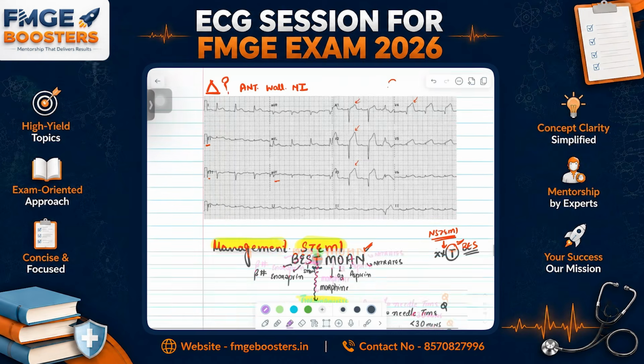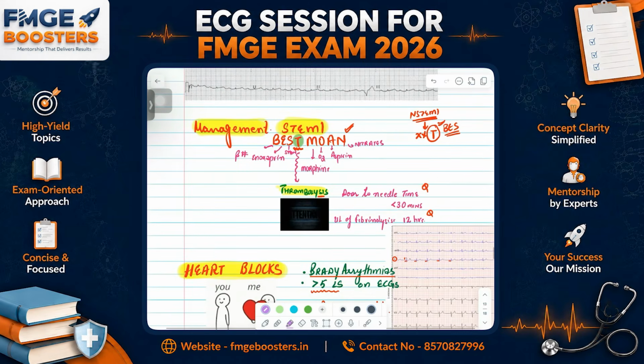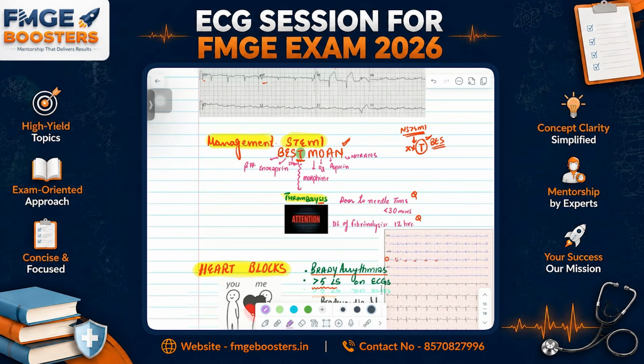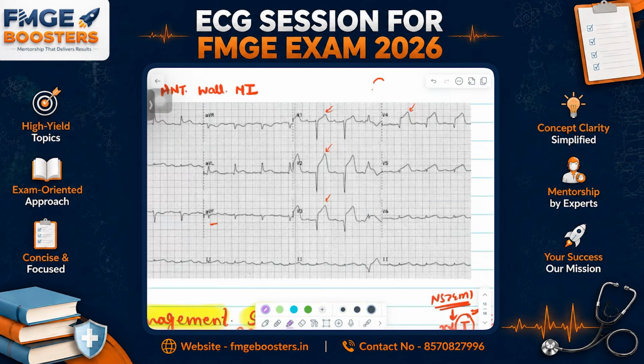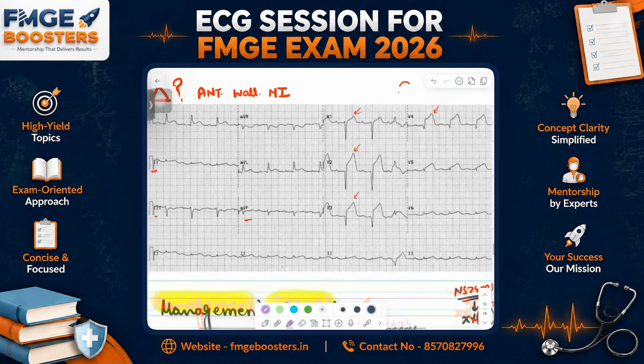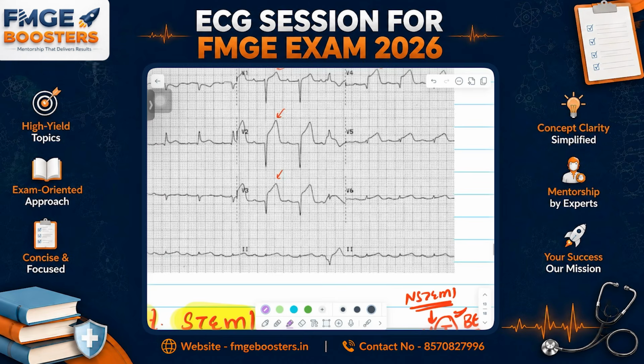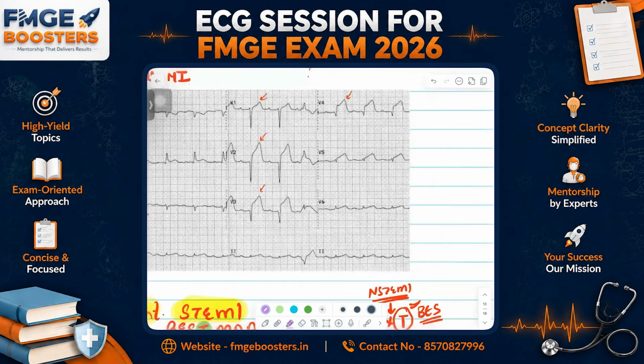Is it clear? Okay, now we'll quickly talk about management of STEMI, after the two cases we saw so far. One was the inferior wall. Why will it not be anteroseptal? Yes, we can call it anteroseptal too, but I think in V2, V3, and V4 you can see the pattern more prominent. That's why we called it just anterior. In V1, it was not that much.